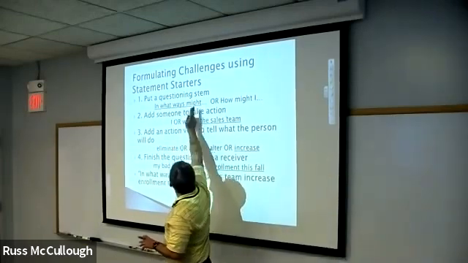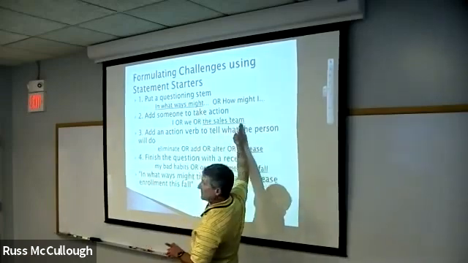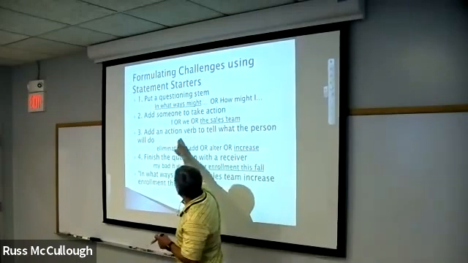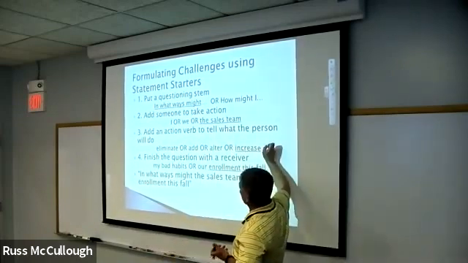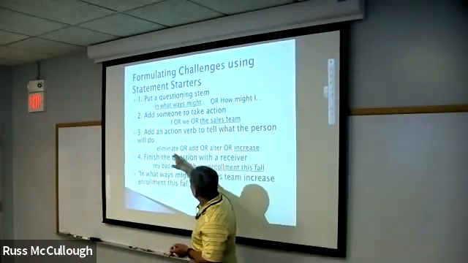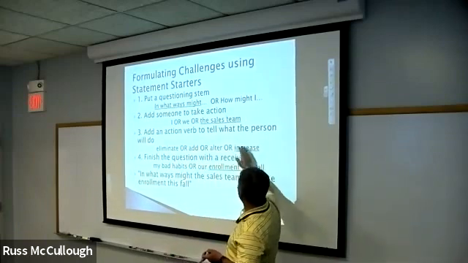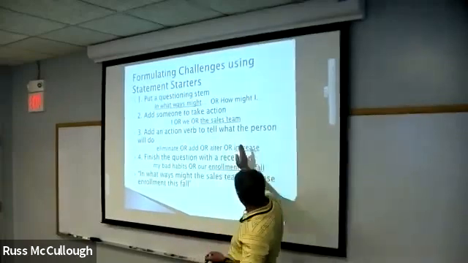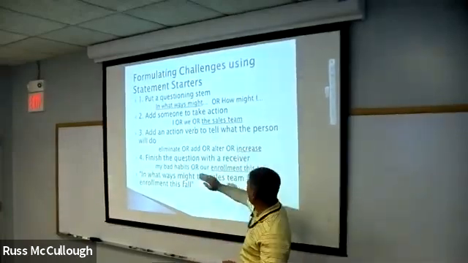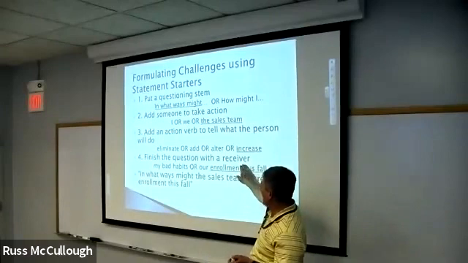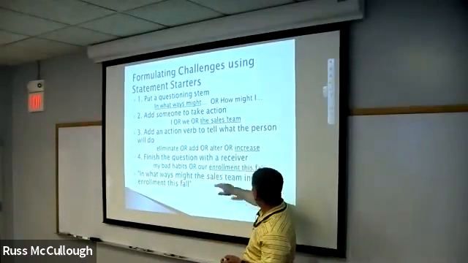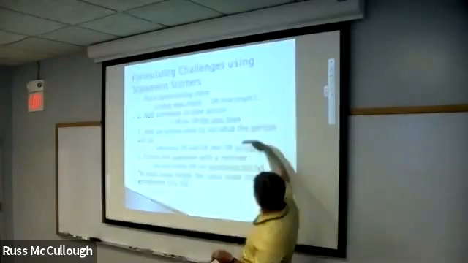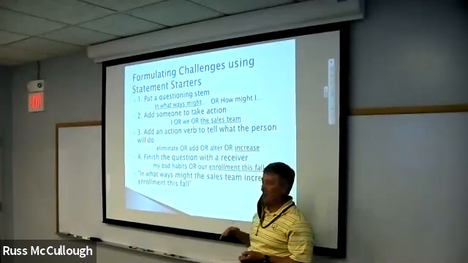In what ways might the sales team, somebody who's going to need to take action, then add an action verb to tell what the person will do: eliminate, add, or alter, or increase. In what ways might the sales team increase? And then finish with a receiver: my bad habits, our enrollment this fall. In what ways might the sales team increase enrollment this fall, right?